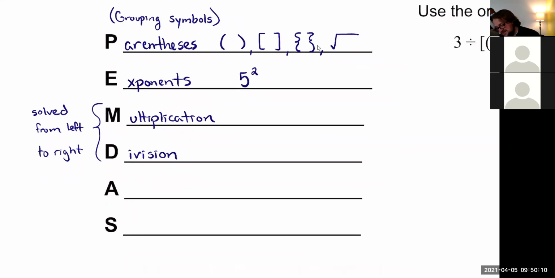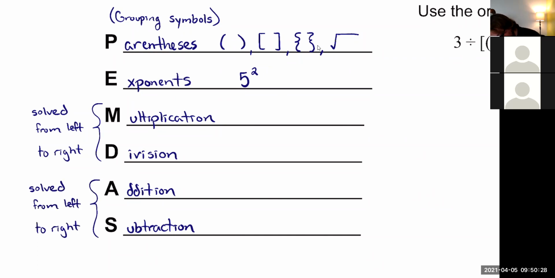What about the A and the S? Addition and subtraction. And interestingly enough, they actually follow the same rule. Addition and subtraction are two sides of the same coin as well, which means, hypothetically, there will be occurrences where you will perform a subtraction before you do an addition. And that again is assuming that the subtraction is left of your addition.